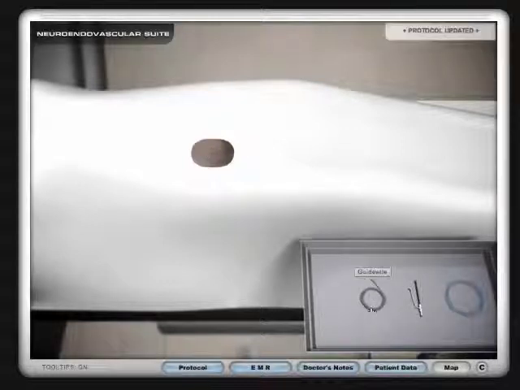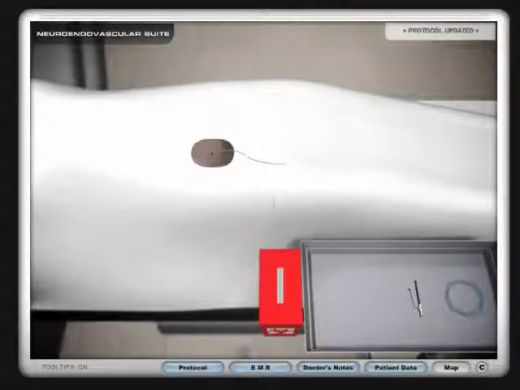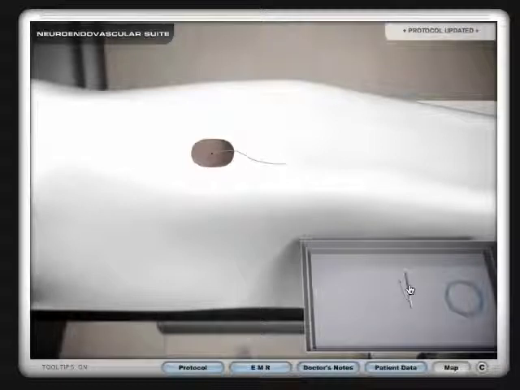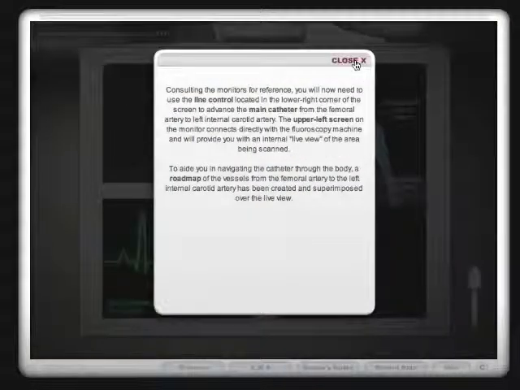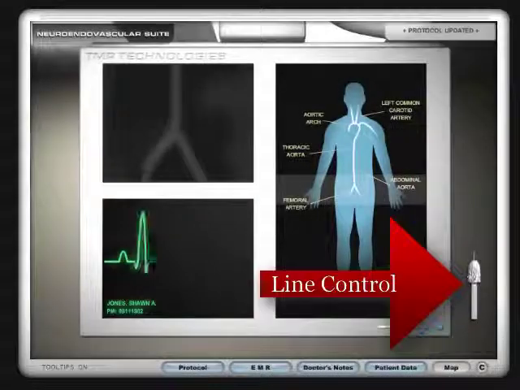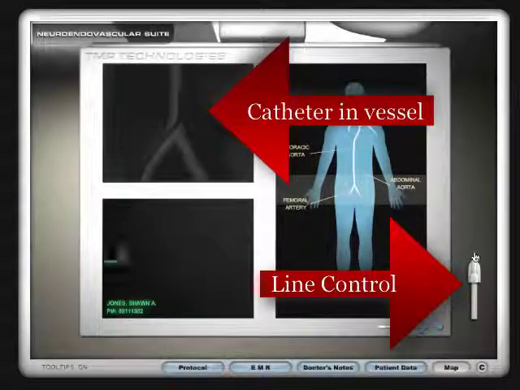Now the patient is in the neuroendovascular suite. It is important that students understand that they will be accessing the blood vessels in the brain by entering the femoral artery in the groin. Students will simulate the embolization surgery by the insertion of needles, guide wires, and coils into the blood vessels of Mr. Jones. Students will use the line control to move the guide wire through the vessels.